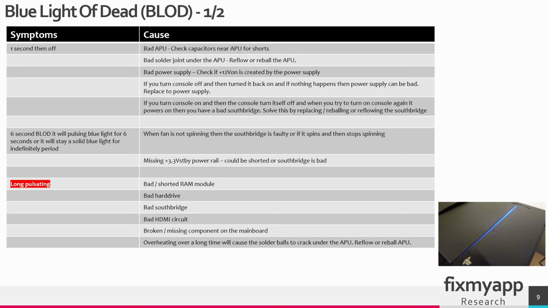The other symptom is called 6 seconds blue light of death. So the 6 second blue light of death, it will be pulsating a blue LED for 6 seconds, or it will stay solid after 6 seconds and it will stay constant blue. Then you have to check the fan. If the fan is not spinning, then the Southbridge could be faulty. And if it starts spinning and then stops, then it's also an indication that the Southbridge could be faulty.